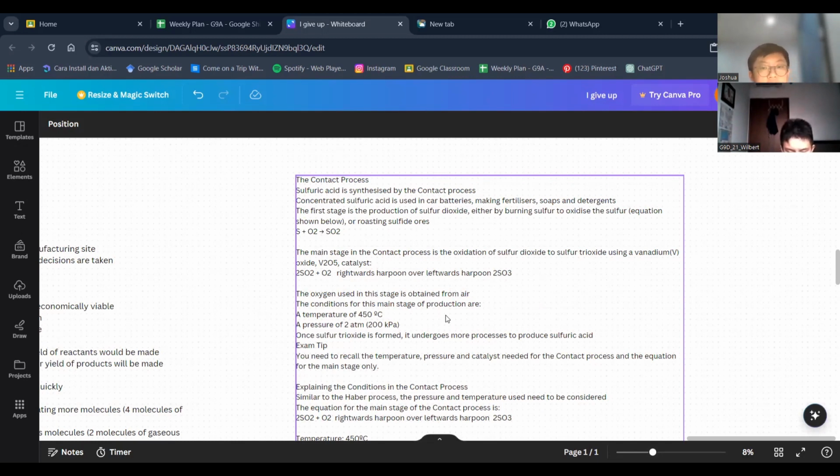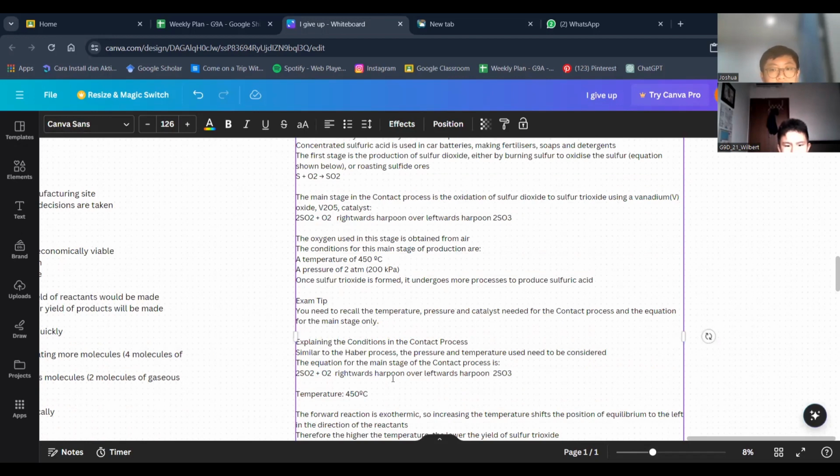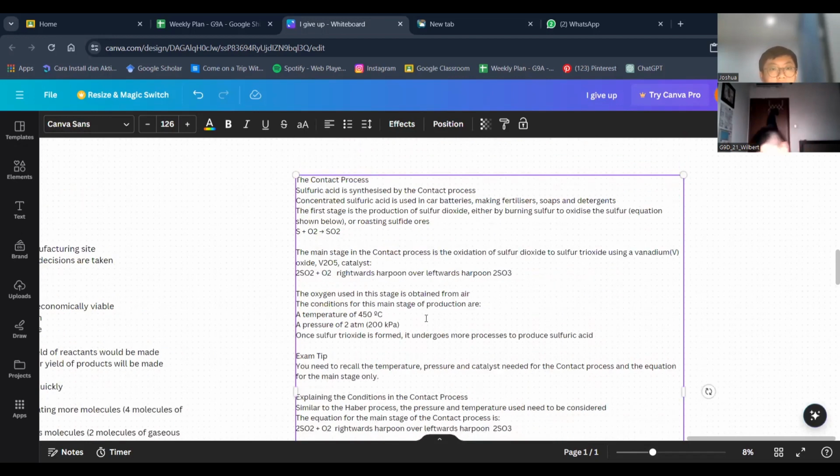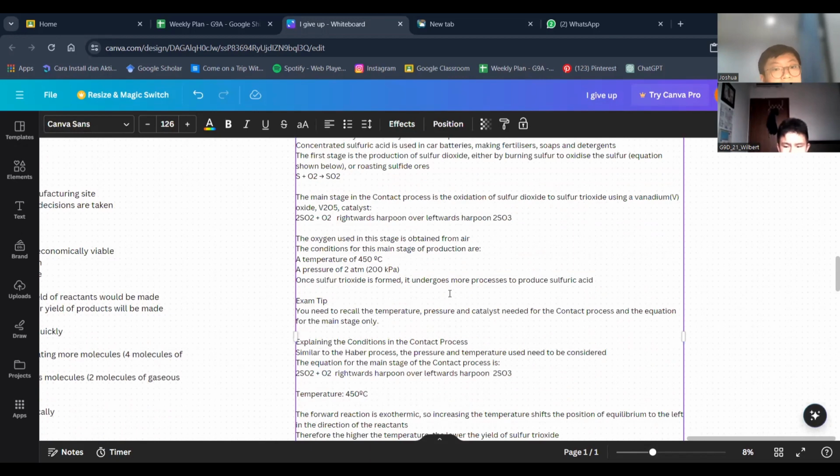The oxygen used in this stage is obtained from the air. The conditions for this main stage of production are a temperature of 450 degrees, a pressure of 2 atmospheres or 400 kilopascals, and once sulfur trioxide is formed, it undergoes more processes to form sulfuric acid. An exam tip is you need to recall the temperature, pressure, and catalyst needed for the contact process and the equation for the main stage only, which is this. You can find this also in the book on page 111.